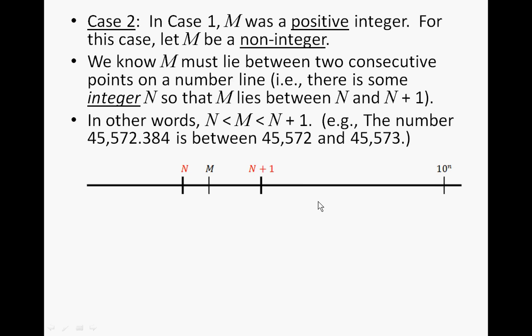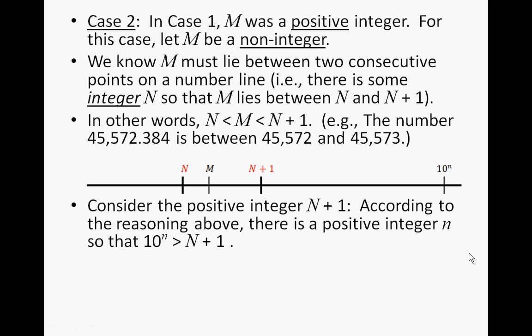The example we can use is 45,572 and 384 thousandths. Well, that's going to be between 45,572 and 45,573. Okay, those are integers. M is our decimal because it falls between n and n plus 1.